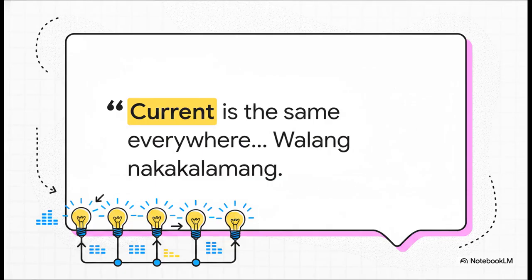And remember our golden rule of series circuits? Current is the same everywhere. Walang nakakalamang, as the phrase goes, no one has an advantage. Because it's a single path, the very first bulb in the line gets the exact same 0.196 amp flow as the very last bulb. They are all completely equal.